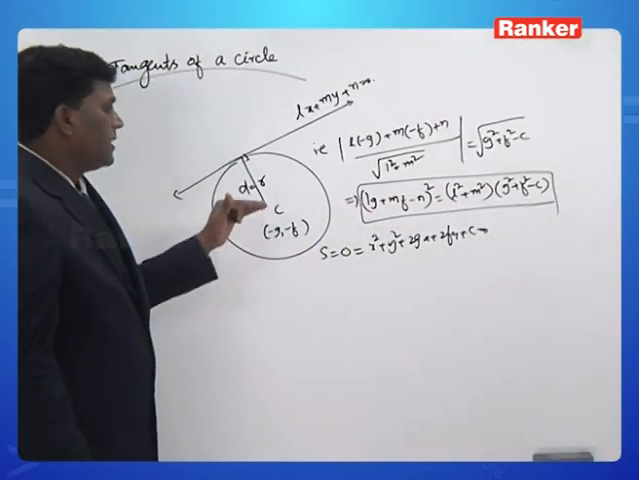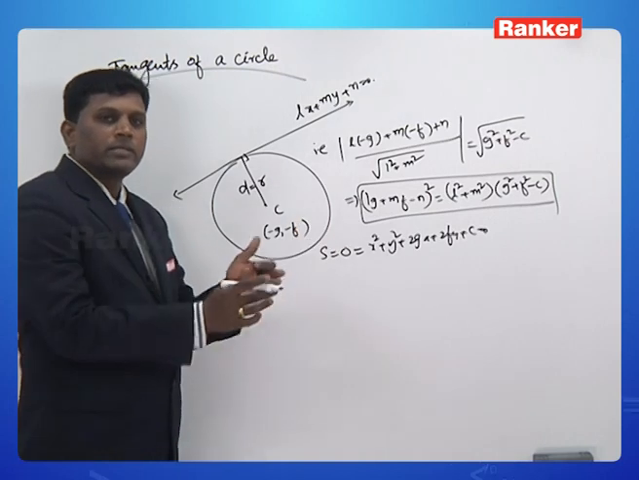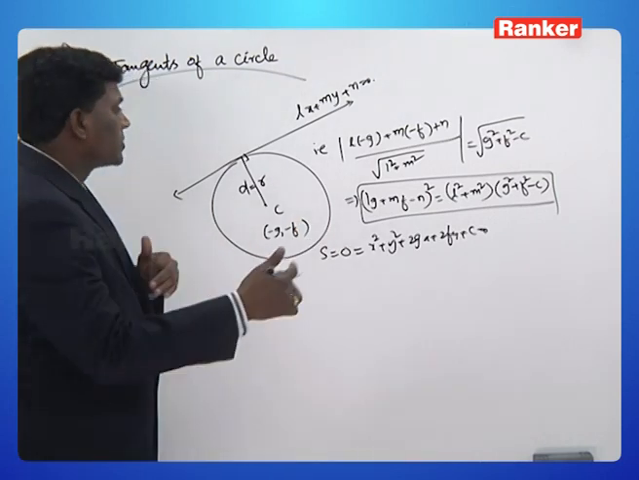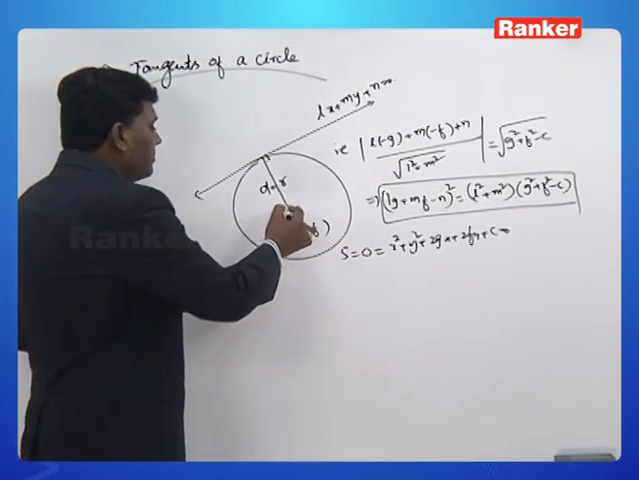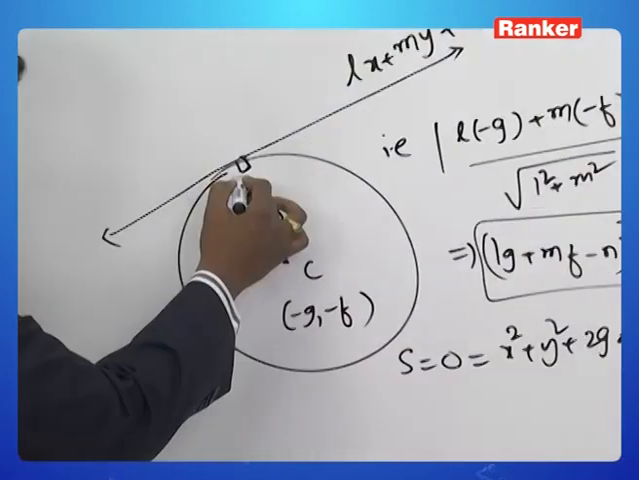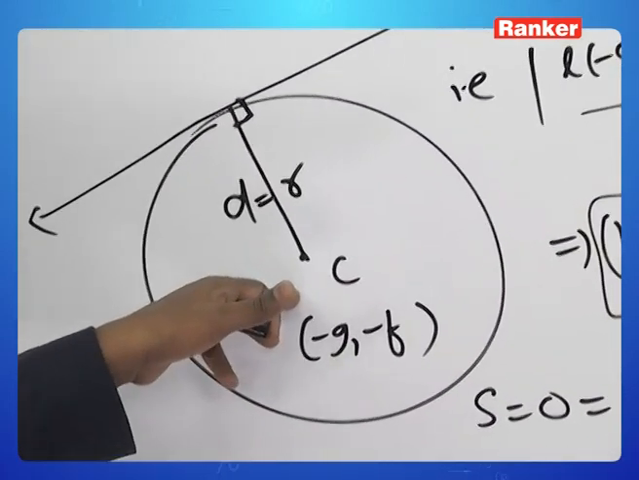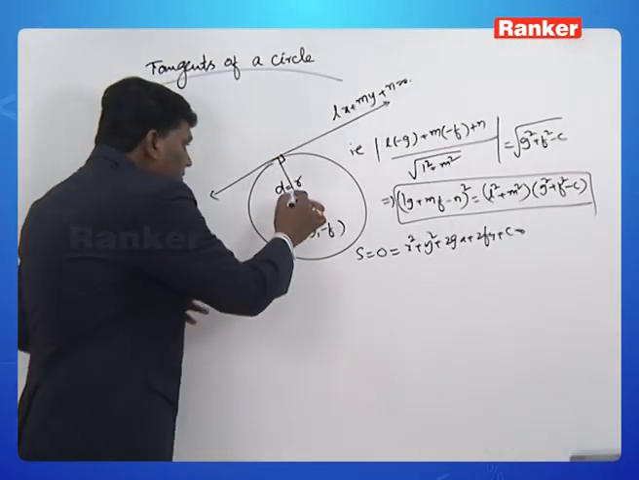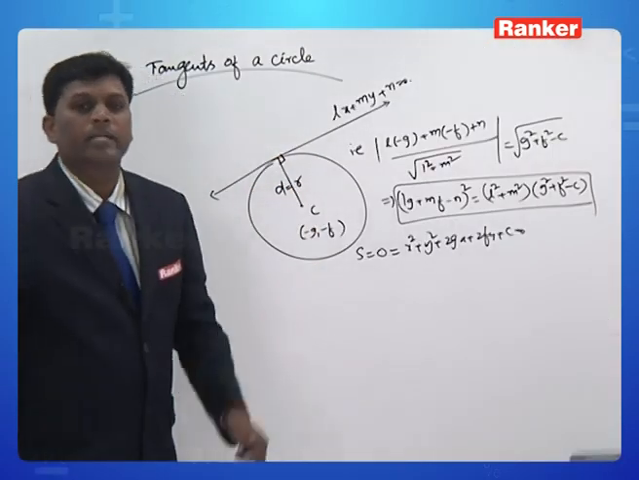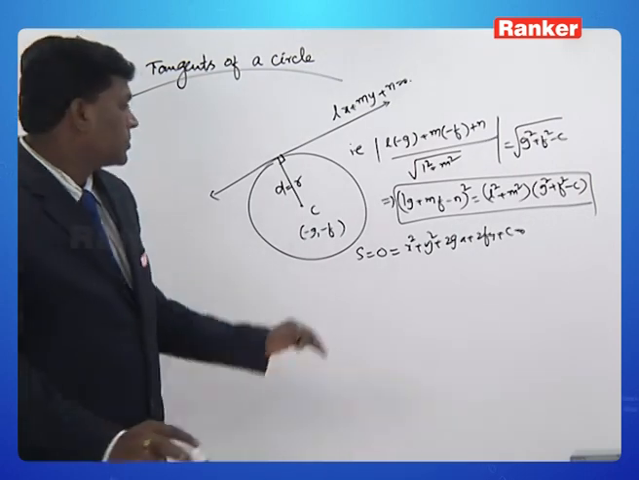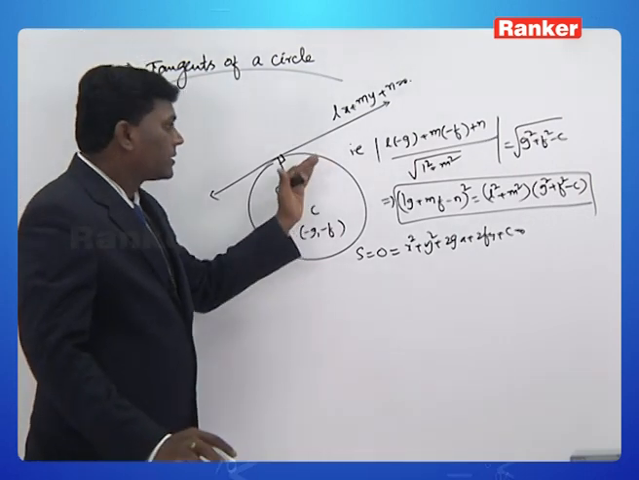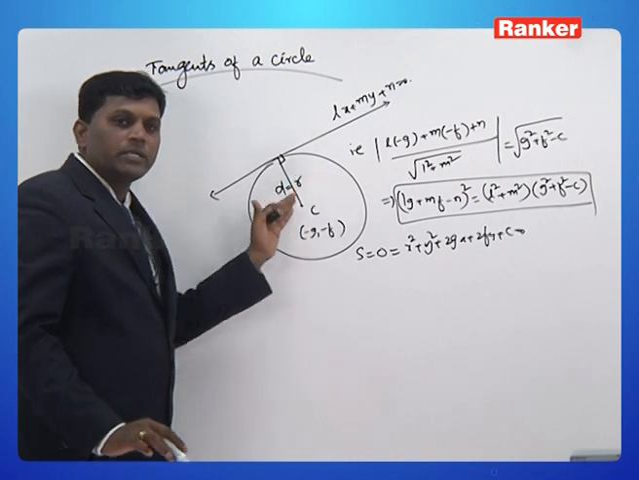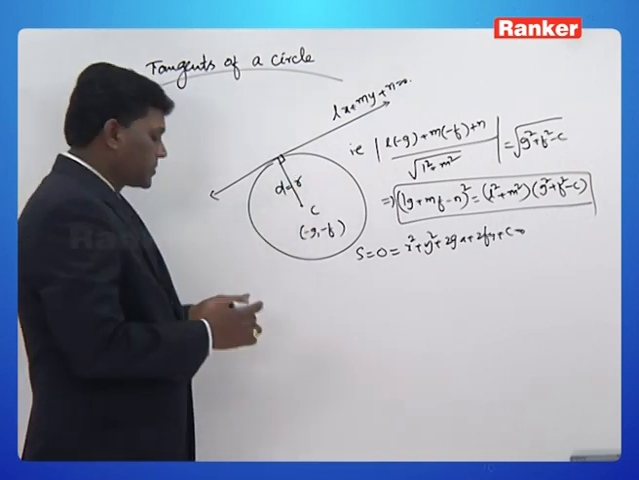Here, instead of using this relation as a standard formula like a ready-made result, better we always depend on this condition that the perpendicular distance from center to this given line is always equal to its radius, then it is called a tangent. So this is the clear tangent condition we take in general in solving problems.